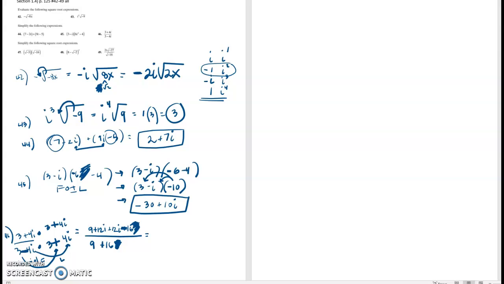So now I have 9 minus 16, which is negative 7. 12i plus 12i is 24i. And then in the denominator, 9 plus 16 is 25. If the negative 7, the 24, and the 25 had some type of common term, you would reduce it, but they can't be.